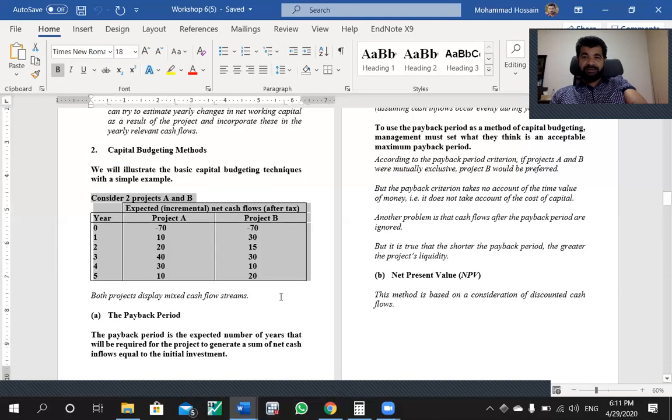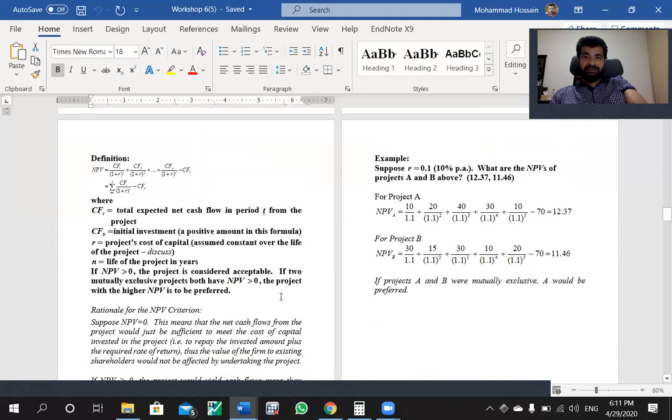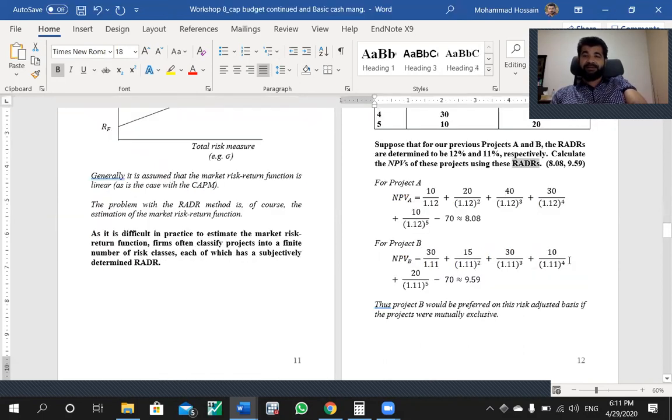Okay, they did not say here how much. Oh, 10%. It was 10% before. Okay, so is it both projects? Yeah, both projects 10%. I can see that. Okay, yeah.